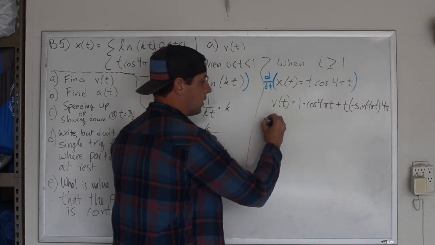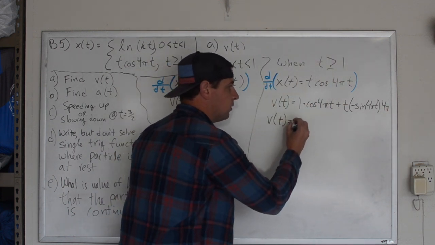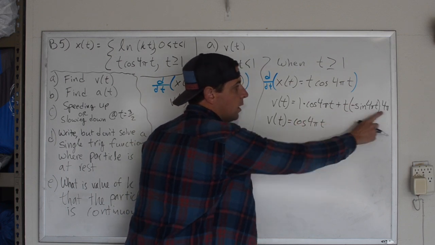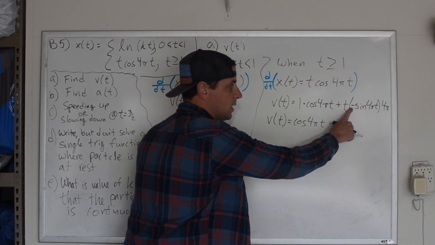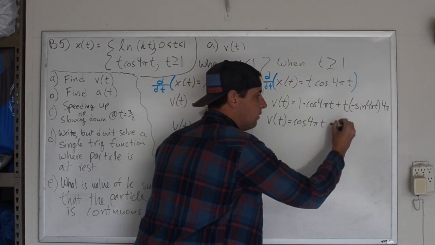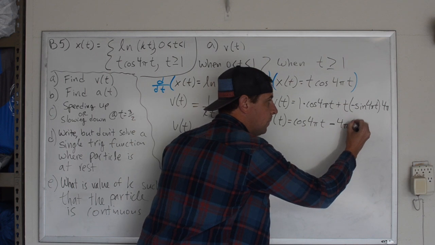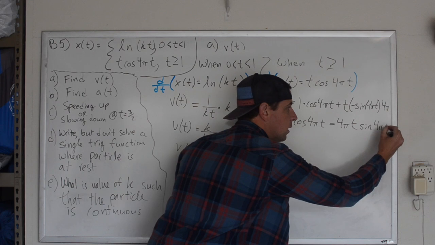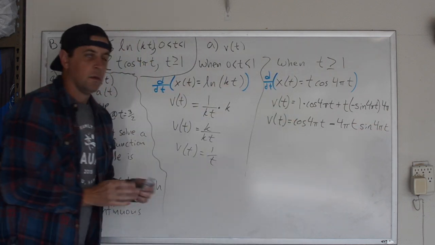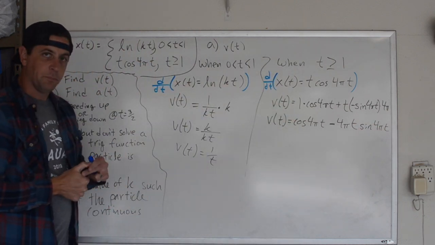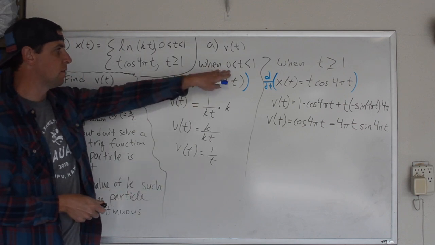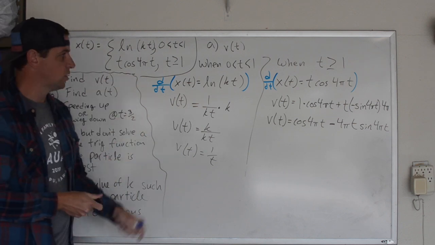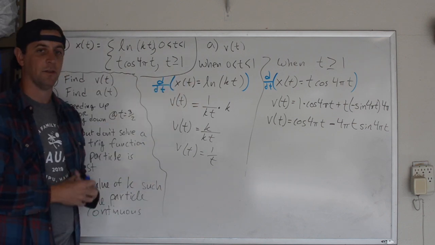When we do this, we're going to clean this up a little bit, and I get v of t is equal to cosine of 4 pi t. 4 pi times t is 4 pi t, with the negative there makes this a negative 4 pi t times sine of 4 pi t. So at this point, we're able to get v of t, defined when t is between 0 and 1, and when t is greater than or equal to 1. I could write this again as a piecewise function, but the way I've laid out my work means I don't necessarily have to do that.